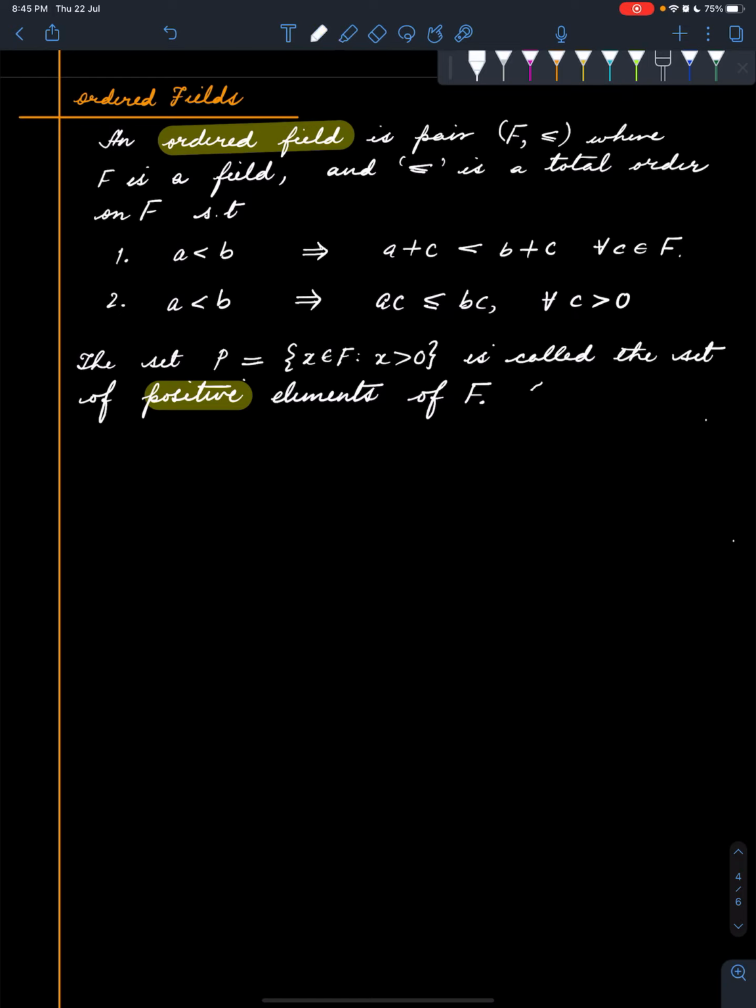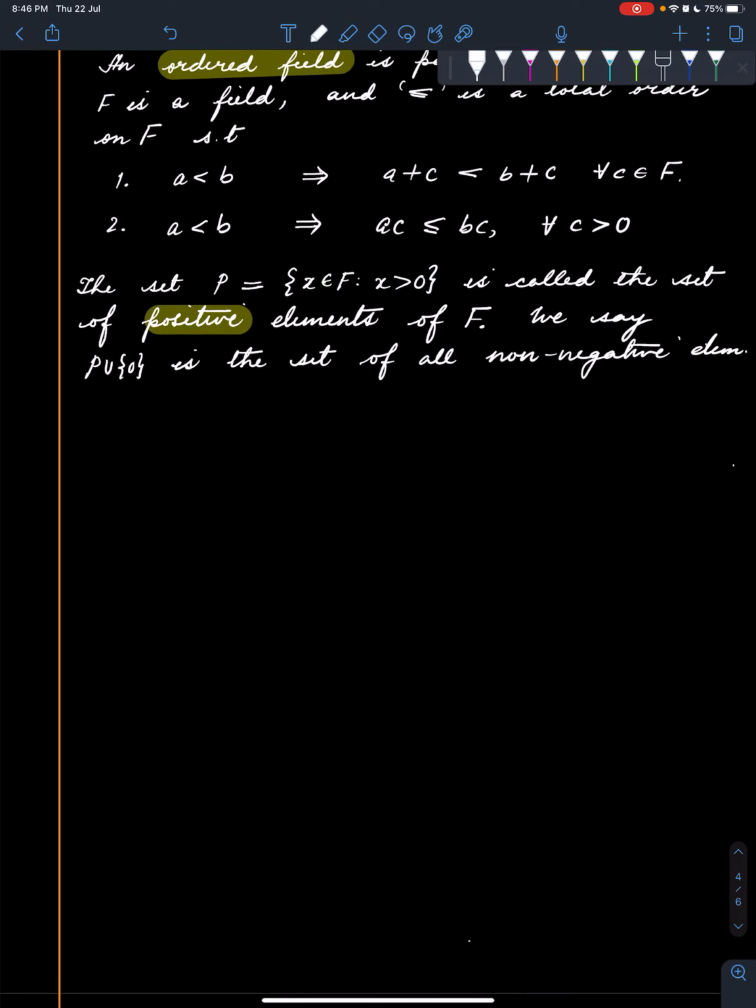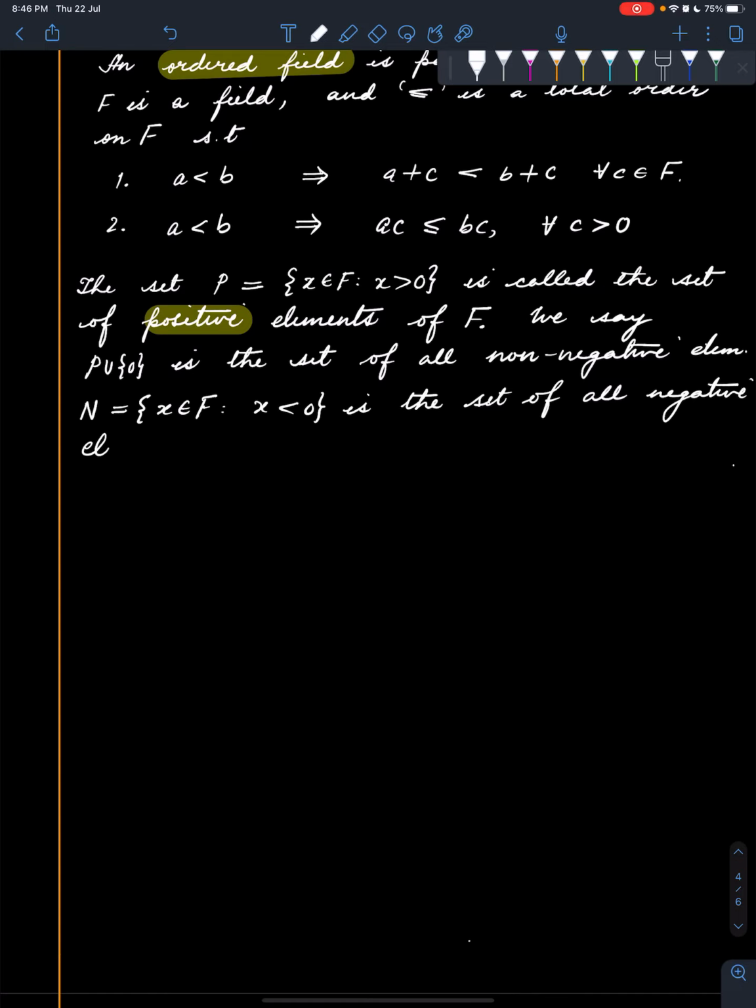And we say P union 0 is the set of all non-negative elements, and this set, let me use the notation N, the set of all those members which are less than 0, is the set of all negative elements. Just some very simple definitions: positive, negative, and non-negative.